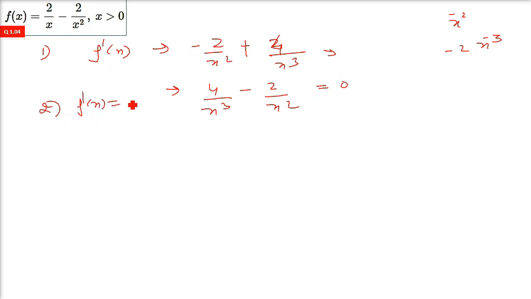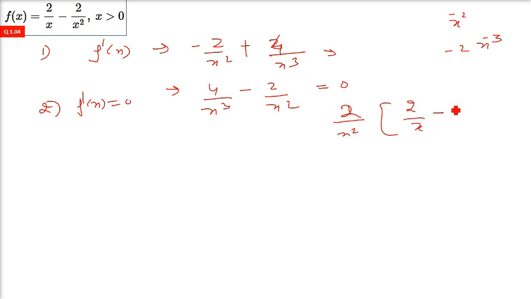Second thing is f dash x has to be placed as 0. When you place this as 0, you will get the critical points. But what do you see here? X square is already there in the denominator. Why not take the x square outside? 2 by x square can be taken outside. So this is 2 by x square. This is 2 by x inside.